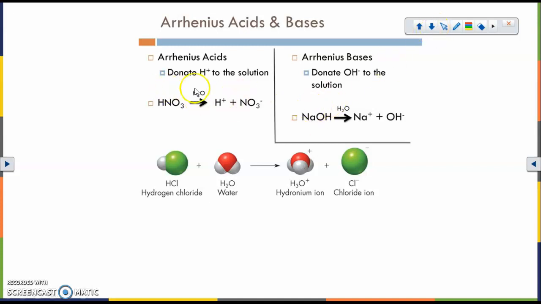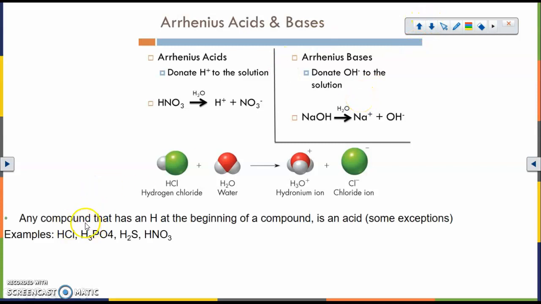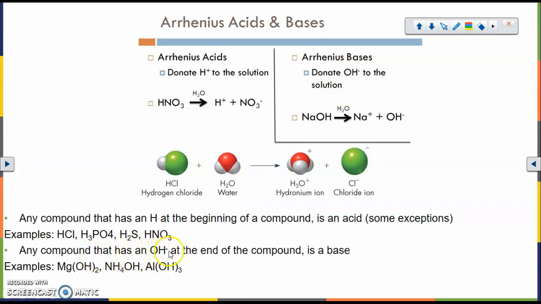All right. So there's actually a shortcut for the Arrhenius acid and base definition, and that is any compound that has a hydrogen at the beginning of a compound is an acid. So hydrochloric acid has an H in front, phosphoric acid has an H in front, hydrosulfuric acid has an H in front, and obviously nitric acid has an H in front. And inversely speaking, any compound that has an OH, a hydroxide ion, at the end of the compound is a base. So magnesium hydroxide, ammonium hydroxide, aluminum hydroxide. You can see all of these have OHs at the end. All of these have H's in the front.